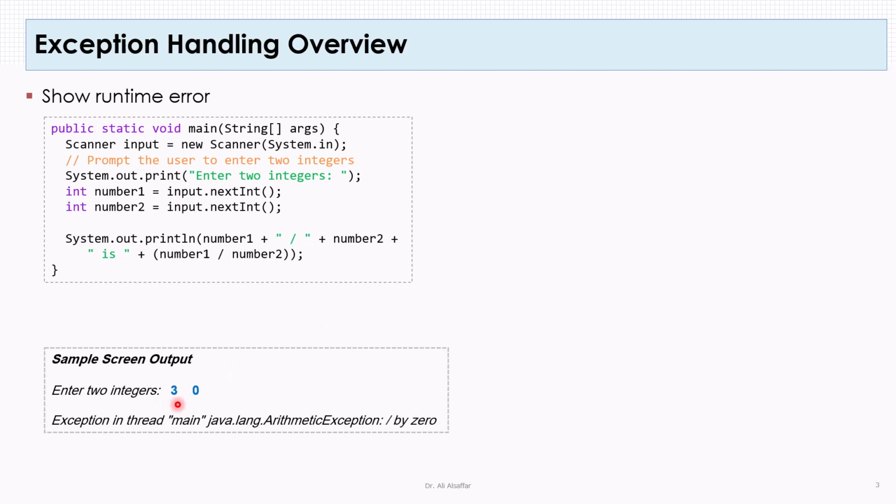If the user enters 3 for the first integer and 0 for the second integer, you know that in Java you cannot divide an integer by 0. Therefore, the program will generate a runtime error as an exception and will show a divide by 0 runtime error message and stop the program from running. The exception has occurred because we are dividing an integer by 0. However, if we are dividing a floating point number by 0, the program does not raise an exception. It will only display the word infinity in place of the result. So this exception only occurs if we divide an integer by 0.